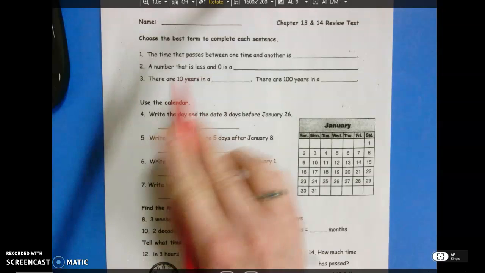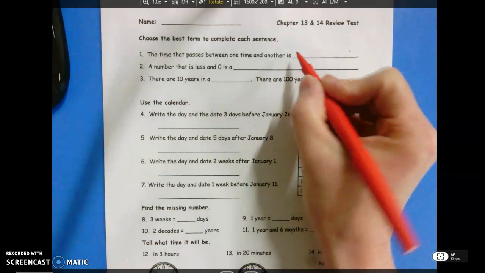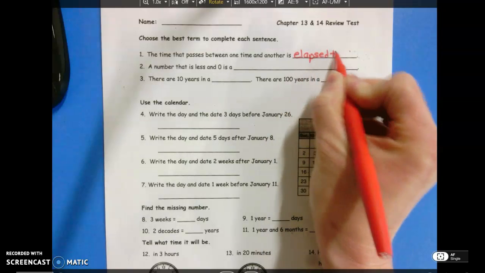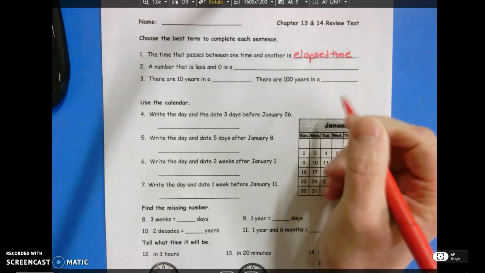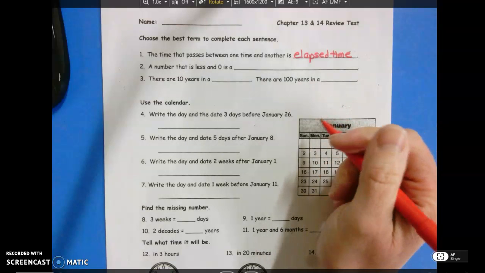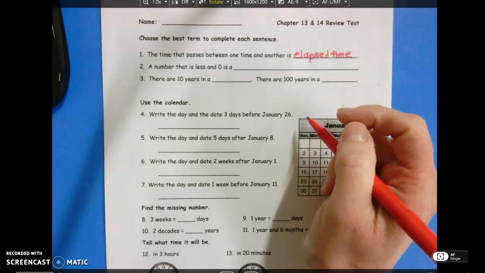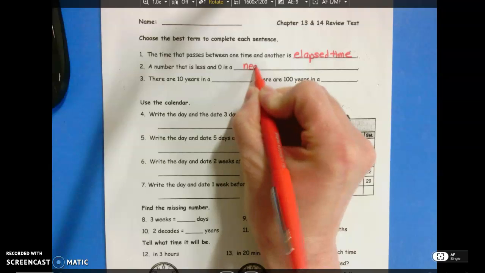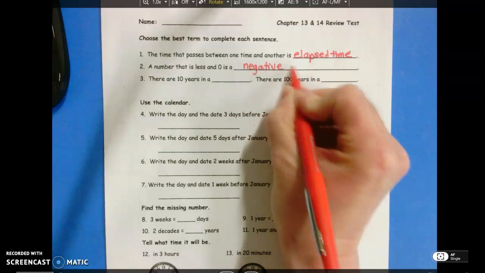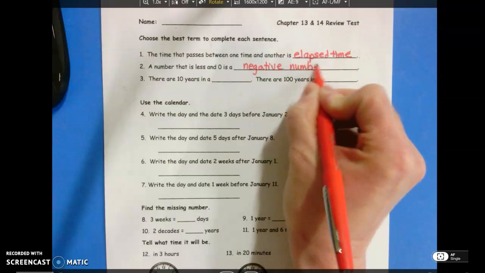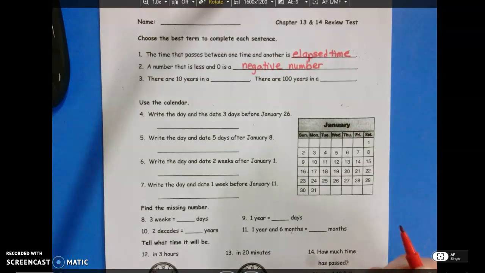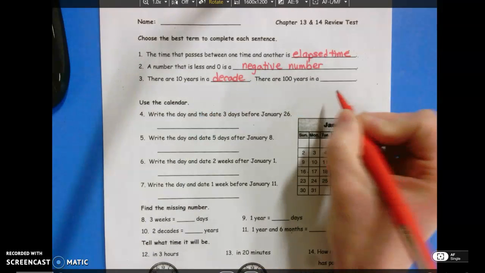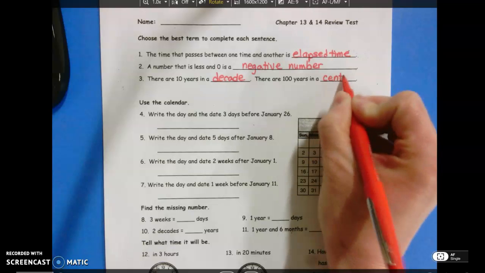Number 1, the time that passes between one time and another is elapsed time. You have a grading pencil in your hand and you're ready to go. A number that is less than 0 is a negative number. And I think that means less than 0. There are 10 years in a decade, and there are 100 years in a century.